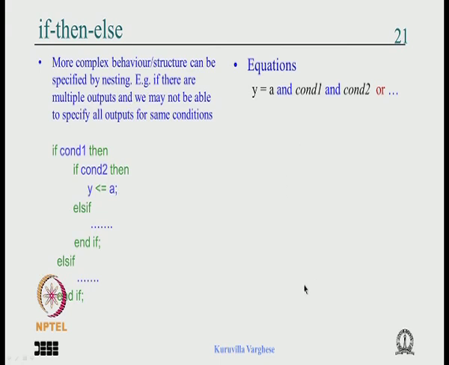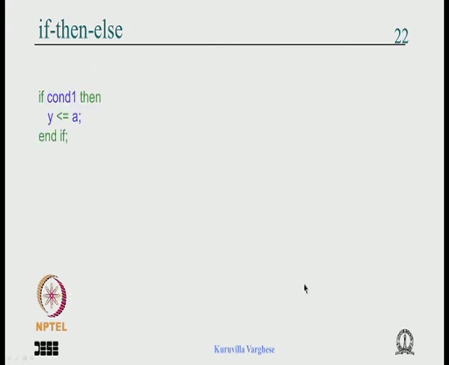So this is where the nesting is useful. And let us come to another point. What happens if you miss else in an if case? Like you write if condition 1 then y gets a, and we don't write else, we just say end if. And mind you, this is a valid VHDL syntax. VHDL supports this, the simulator supports this, the synthesis tool supports this.